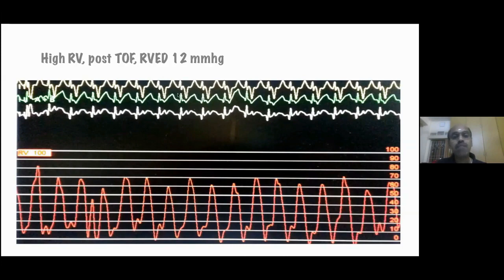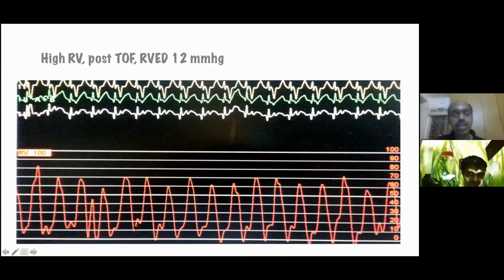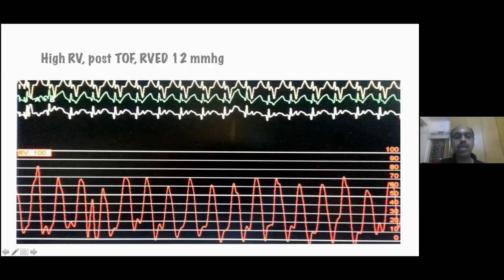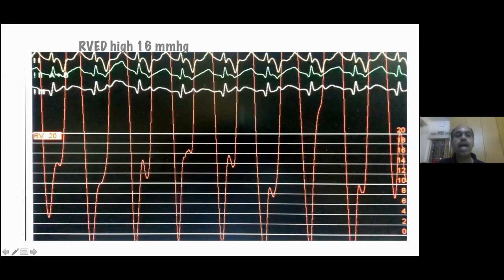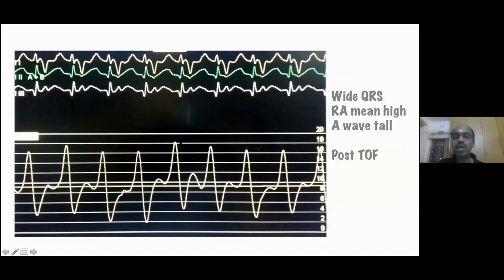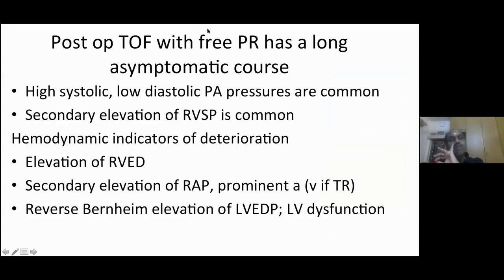When the right ventricle begins decompensation, right ventricular end diastolic pressure starts rising, touching levels of 12 millimeters of mercury. Here it is almost touching 16 millimeters of mercury. And this is the time at which it will start reflecting on the right atrium as well. Right atrial pressure is seen elevated here with very tall A waves. And this is a sign of decompensation of pulmonary regurgitation. So, postoperative tetralogy of Fallot with free pulmonary regurgitation has a long asymptomatic course with high systolic, low diastolic pulmonary artery pressures and secondary elevation of RV systolic pressure.